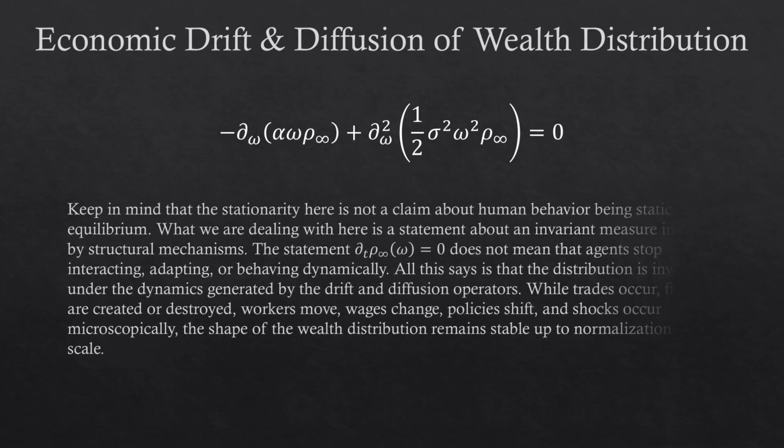Keep in mind that the stationarity here is not a claim about human behavior being static or in equilibrium. What we are dealing with here is a statement about an invariant measure induced by structural mechanisms. The statement of the partial derivative of our wealth distribution being 0 does not mean that agents stop interacting, adapting, or behaving dynamically. All this says is that the distribution is invariant under the dynamics created by the drift and diffusion operators. While trades occur, firms are created or destroyed, workers move, wages change, policies shift, and shocks occur microscopically, the shape of the wealth distribution itself remains stable up to normalization and scale.